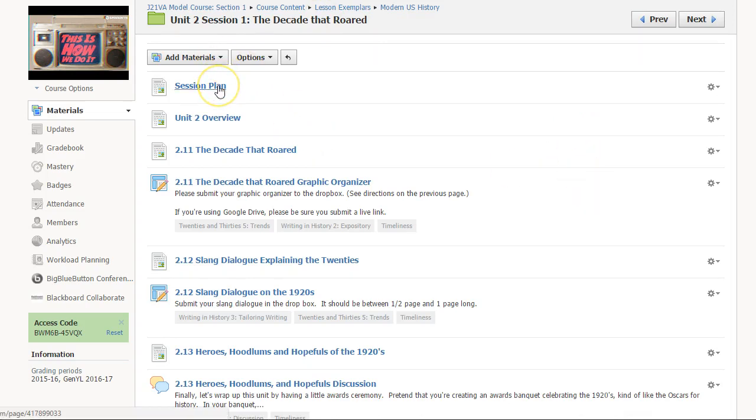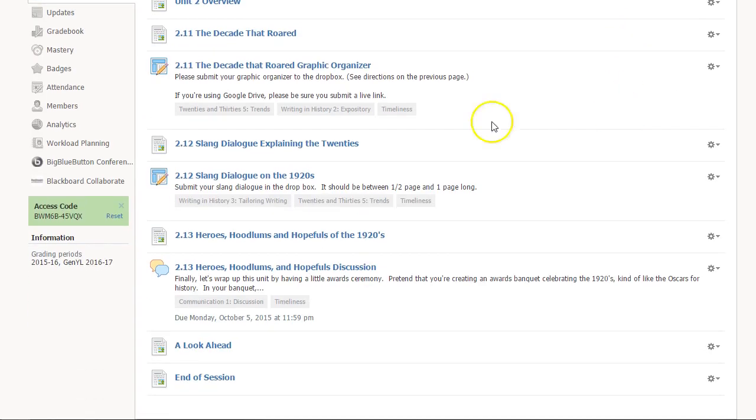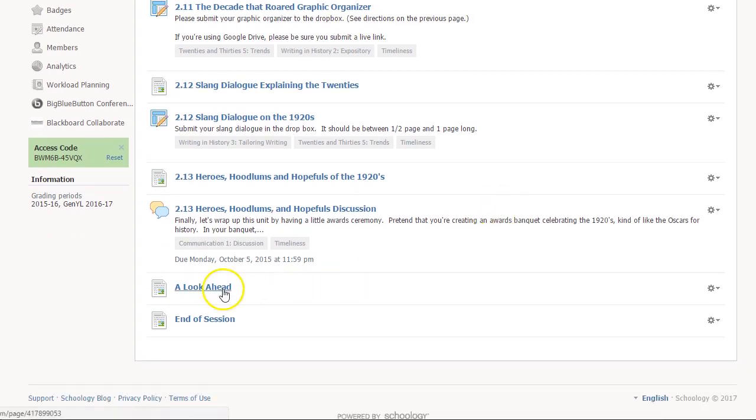Always start with a session plan. This one had a little bit more of a standards overview than usual because it was the first one in a unit, but I do have some standards, especially in the session plan. Try to do a variety of activities. This particular session didn't have a quiz, but I will often include some sort of quiz in there, especially quizzes that include images and video for them to really process what they're learning. And then always wrapping up with that look ahead.